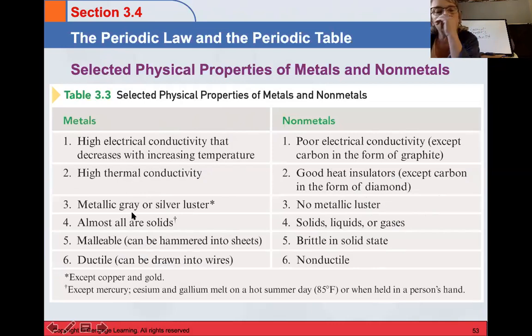Now, interestingly, almost all metals are solids. See if you can think of the one metal that isn't a solid, whereas non-metals can be solids or liquids or gases. Metals conduct heat and electricity, and non-metals don't.